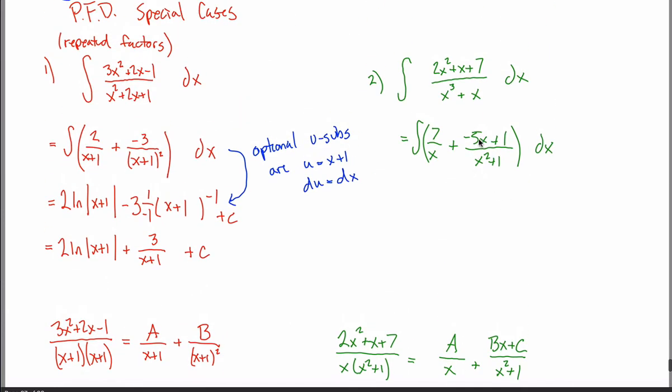Because we have a variable in the numerator here, it makes it a little bit harder to take the antiderivatives here. The 7 over x, that's still easy. That's just going to be 7 times the natural log of the absolute value of x. That's really easy. But for this one, I've got a little bit of extra work to do.